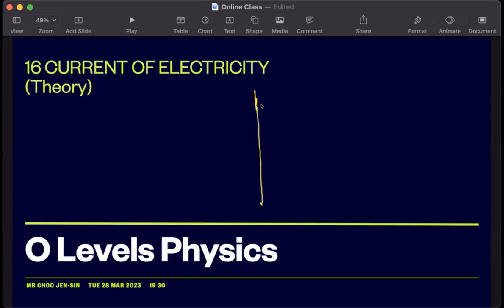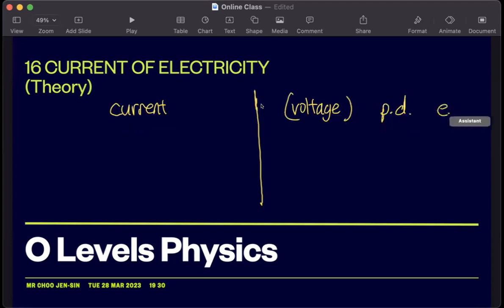Okay, Wenxuan, well done. So we have learned two things last week. We have learned current, as well as voltage, which you learned in primary school. But actually now we are learning PD or EMF. For current itself, current is equal to the rate of flow of charge. That is the meaning of current.